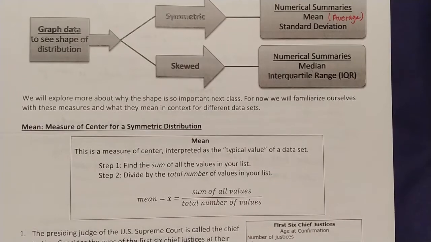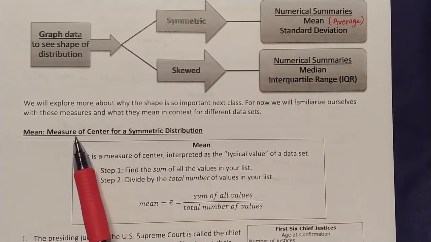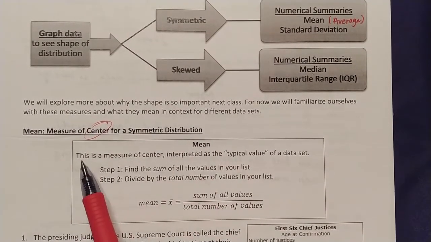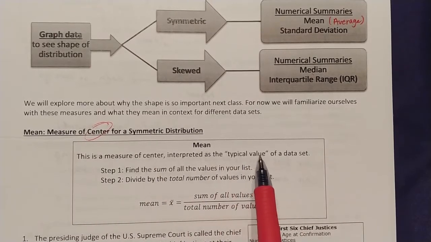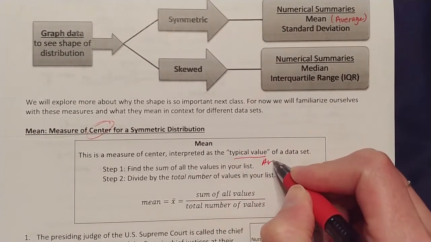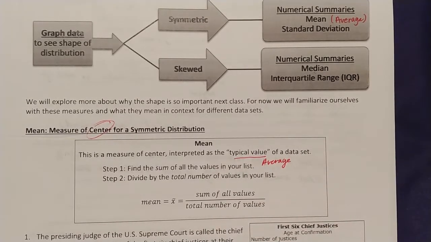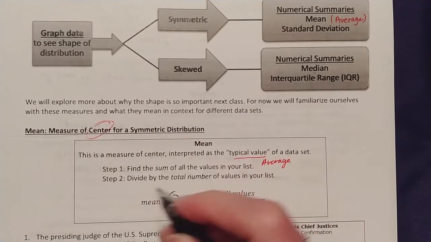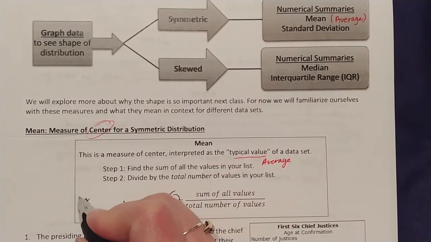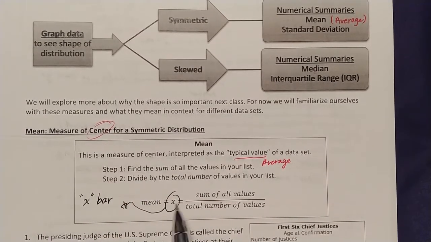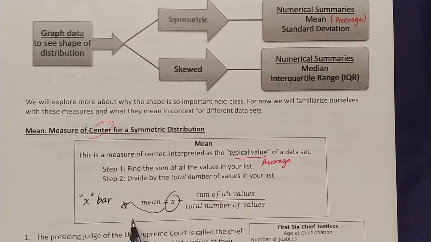All right, so here we start with our mean. So this is the measure of center for a symmetric distribution. Mean. This is the measure of the center interpreted as the typical value of a data set, or average. So in order to find it, it's very, very simple. We just add up all the values and then we divide by how many values. And this notation, we read this as X bar. This stands for the mean. So if you see X bar, it's a statistical notation for the mean.